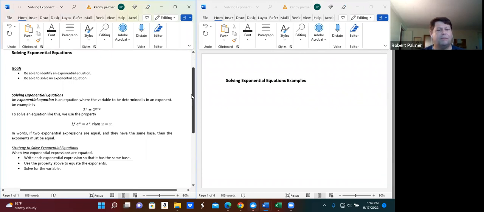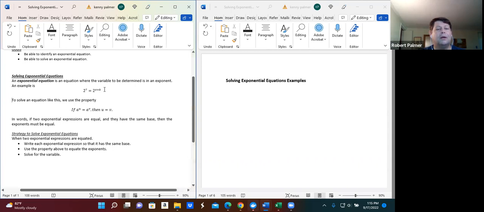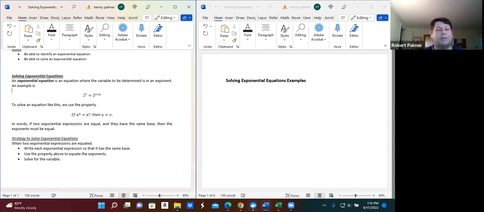So first off, let's take a look at the left where it says solving exponential equations. Here's what an exponential equation is. It's an equation where the variable to be determined, what we're looking for, the x or whatever, is in the exponent. That's what makes it an exponential equation. Here's one example, and there are many kinds of examples of these. This is what we're going to focus on today. So this is our example we'll be looking at.